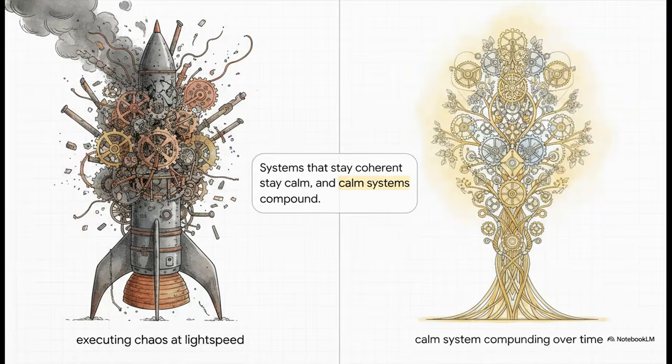The overarching takeaway from this entire explainer is this: systems that stay coherent stay calm, and calm systems compound. Governed attention, not just code and software, is what genuinely transforms a business. Automation is merely an amplifier. If your organizational structure is chaotic, technology will only allow you to execute that chaos at light speed. But if your system is aligned, it stays calm, and calm, governed systems just compound their efficiency over time.